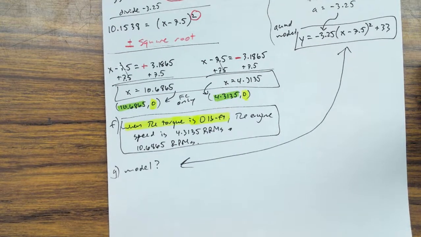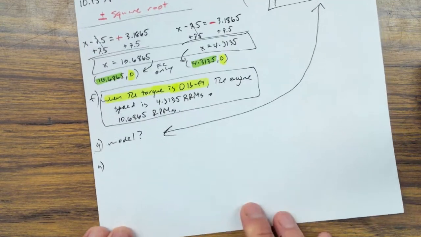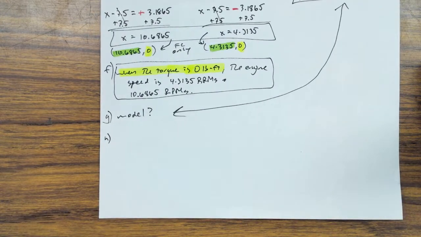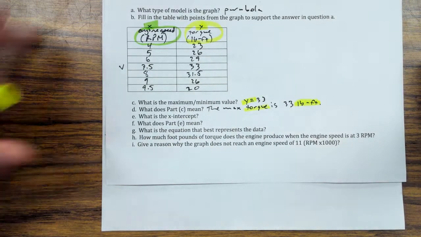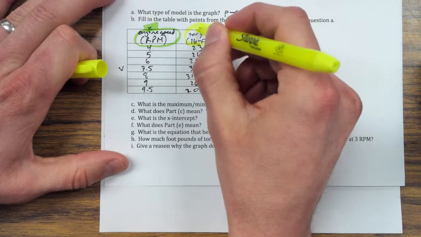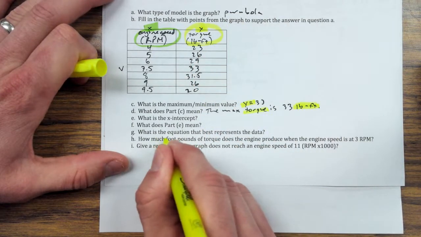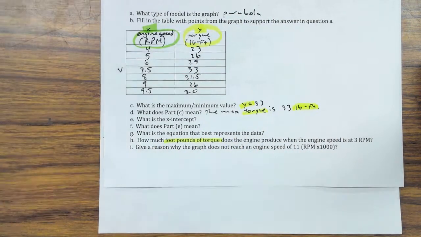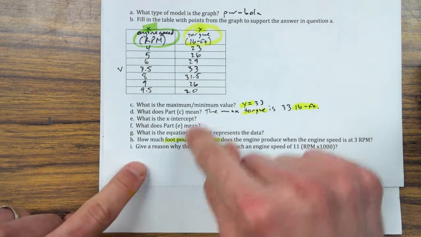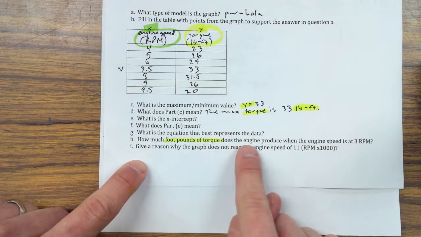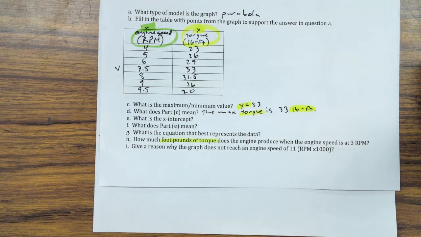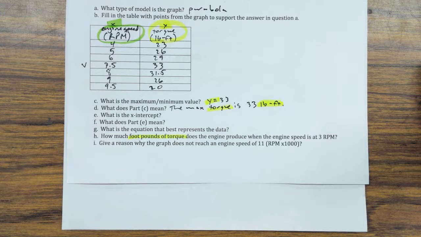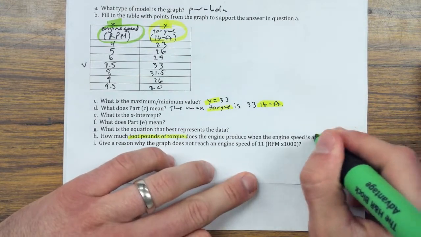Alright, so we got two more, H and I. H. It's the never-ending problem. H says, how much foot-pounds of torque? Foot-pounds of torque is this Y. So it's basically saying how much will Y be when the engine is 3 RPMs?